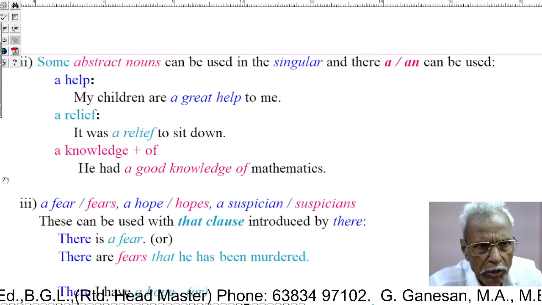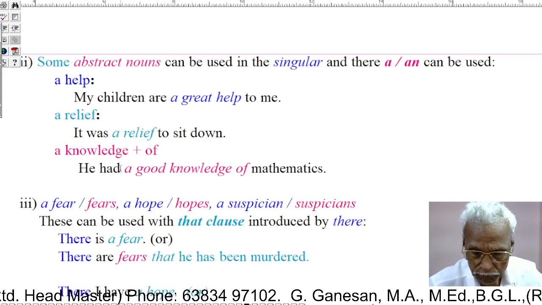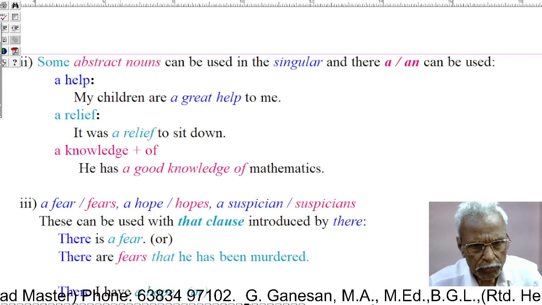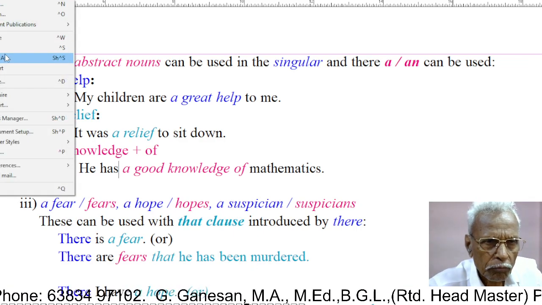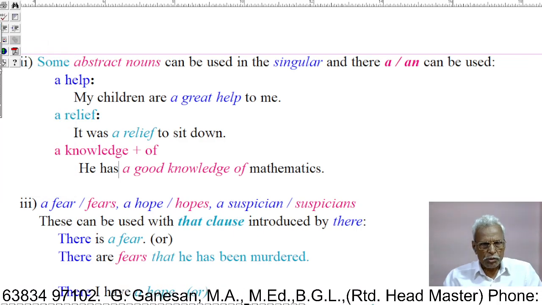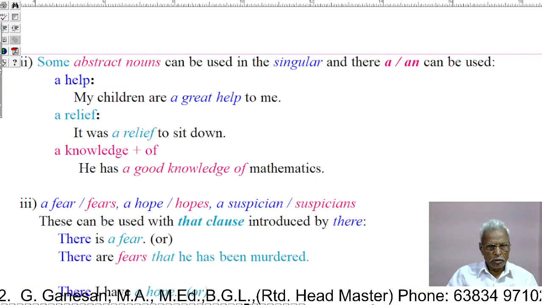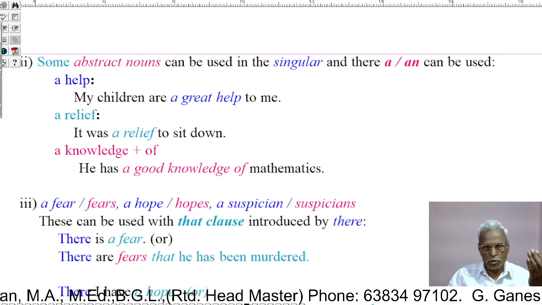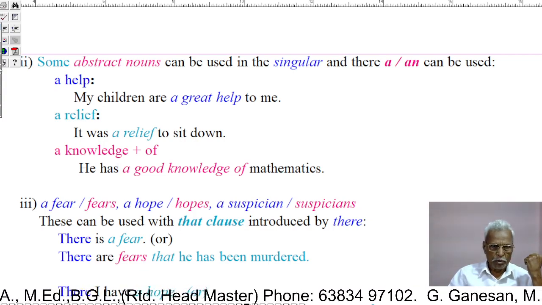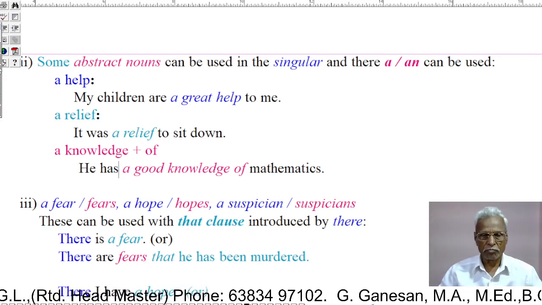Why should we use he has? That is, Murugan has a good knowledge of mathematics. Valli has a good knowledge of science.